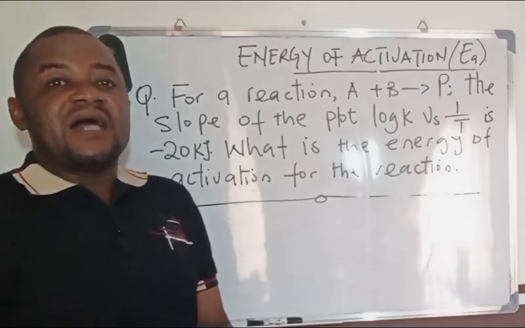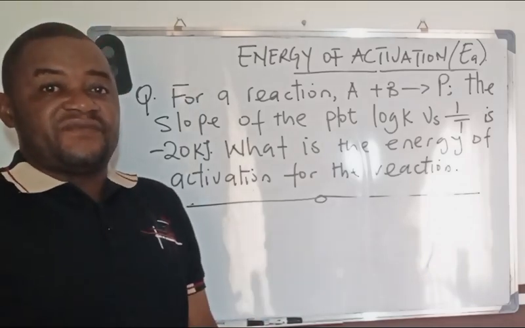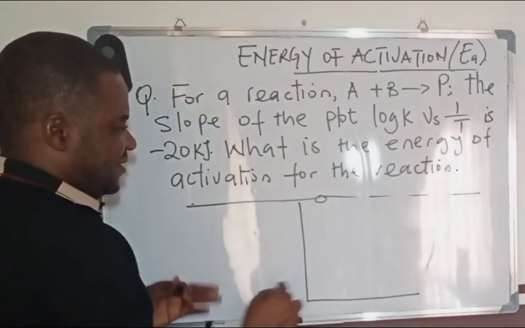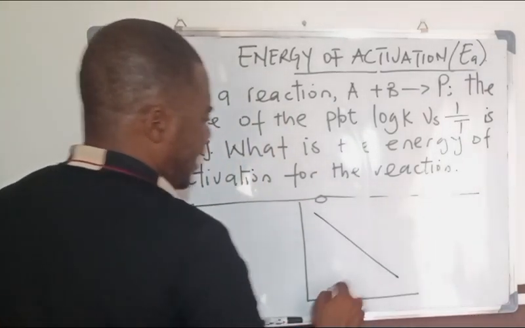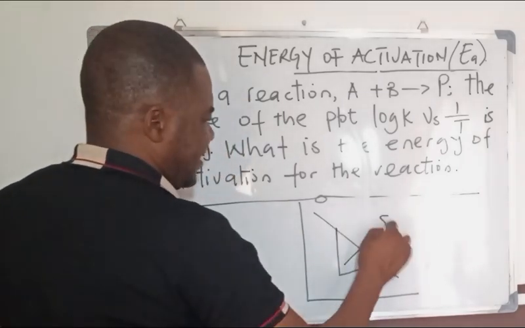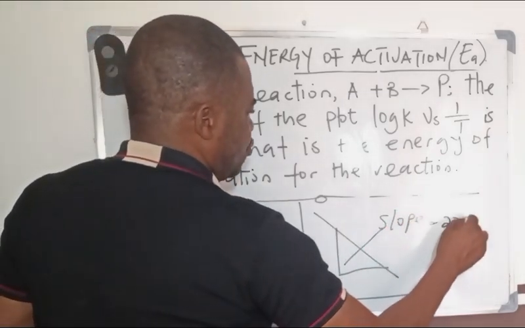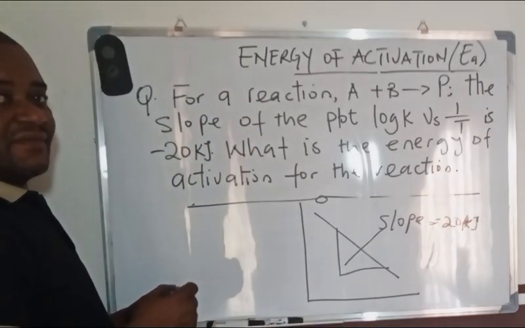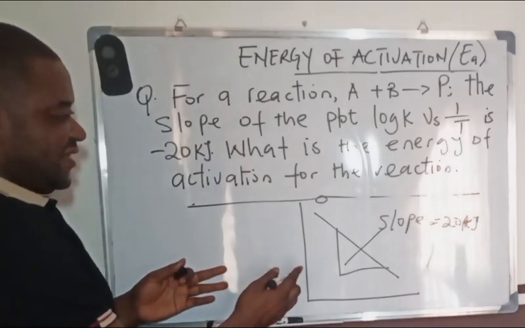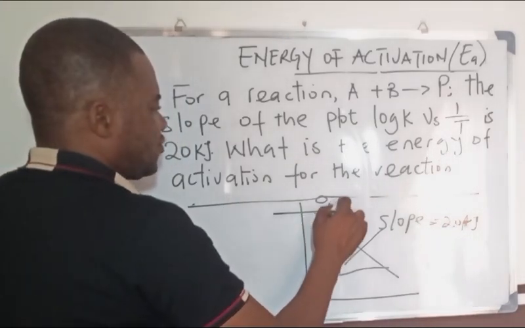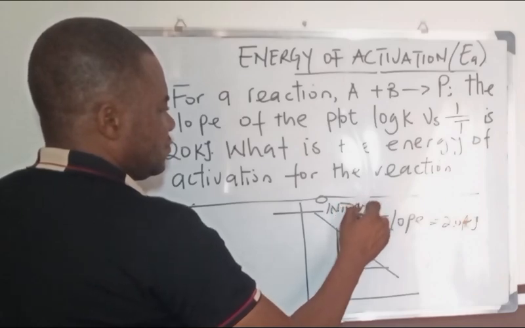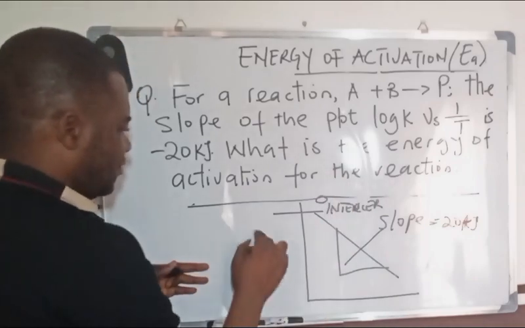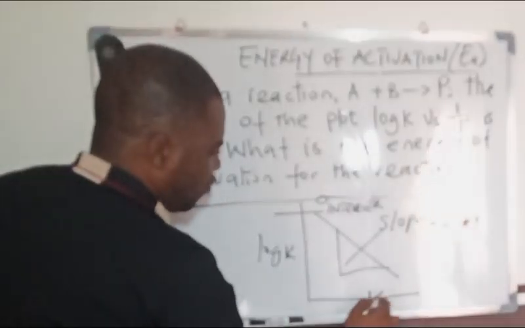For every activation energy graph, it is a straight line graph. So what it means here is this: you have a graph, and in this graph you have a slope, and we are told that your slope is minus 20 kilojoule. Of course, with this kind of graph, it means that this here is your intercept. Okay, it's your intercept. So you have a plot of what? Of the log of k against what? 1 over T.